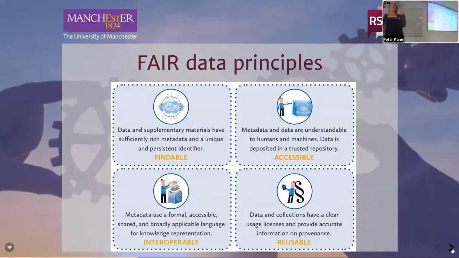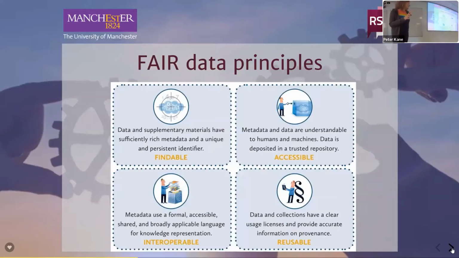Okay, so the FAIR data principles. There's a FAIR data organisation, and their main principles are to make your data findable. So data and supplementary materials have sufficiently rich metadata and unique and persistent identifiers. That's identifiers for the data set itself and each version of the data set, and also the people who produce the data set. You can have ORCIDs for people as well, so you can tell who's produced it. You make the data accessible, so you use metadata that's understandable to humans and machines, and you deposit in a trusted repository. Examples are Zenodo, which we use, which you'll see in a second, and there's also Figshare, and there's another one I've forgotten the name of, but it's in the links at the end.